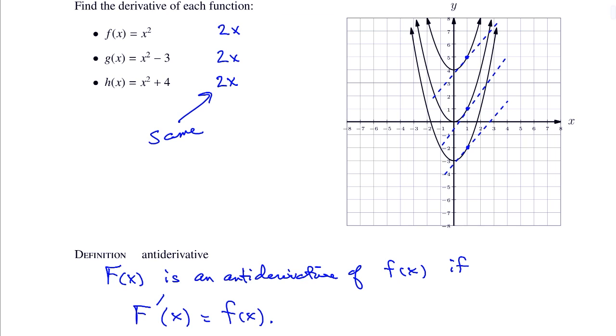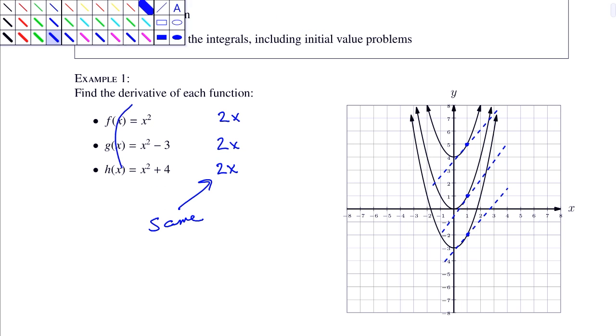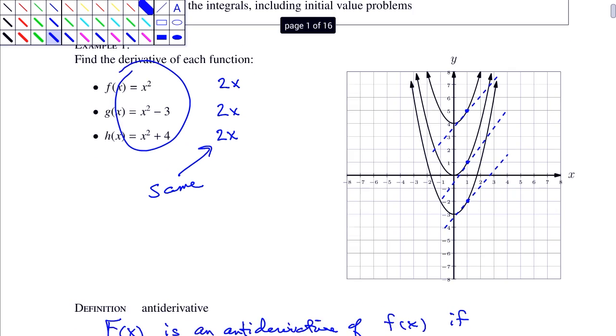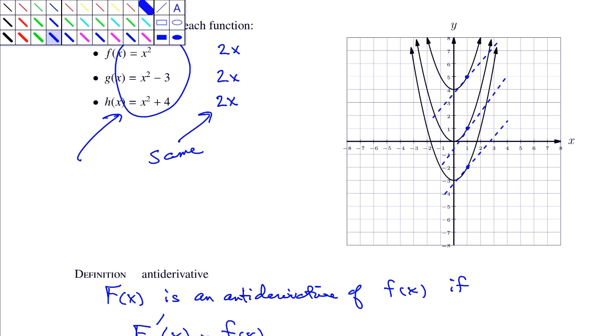Now go back to my example here. What is an antiderivative of 2x? Well, you might say that it's x squared, or you might say that it's x squared minus 3, or you might even say that it's x squared plus 4. All three of these are antiderivatives of 2x.